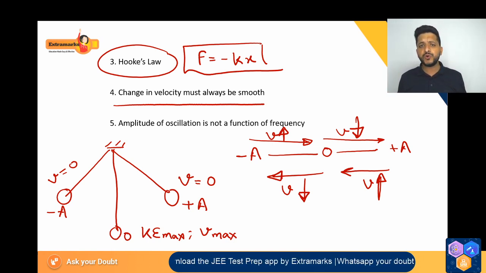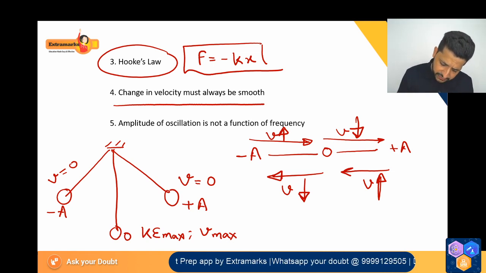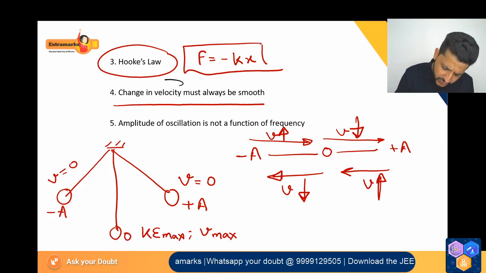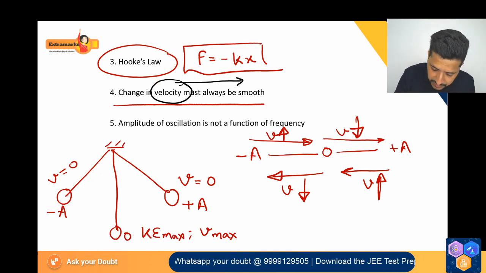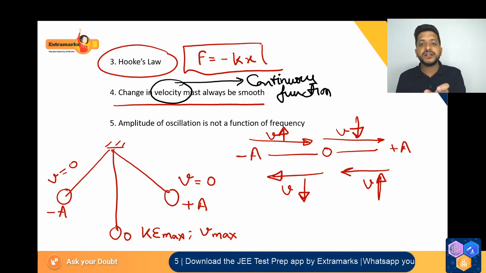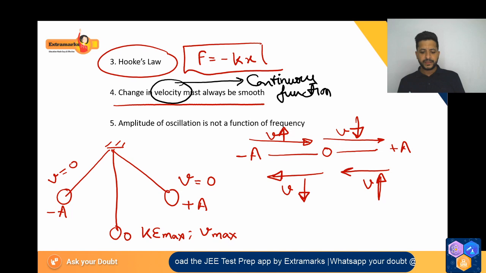So there must be no abrupt change in velocity, or, let's use some mathematical terms also, this velocity must be a continuous function. This velocity must be what, beta? A continuous function. There must be no discontinuity in this velocity.